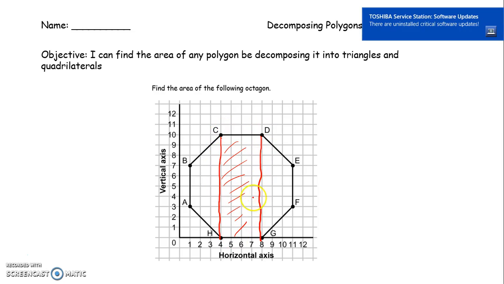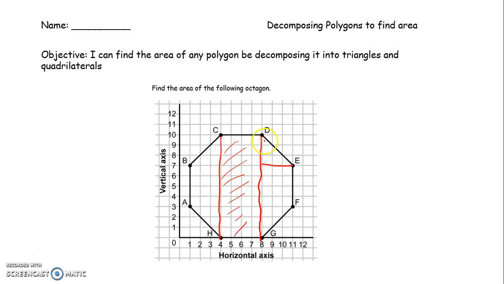I take base times height. Then I can say, oh, right here I have a beautiful triangle. I can take base times height times 1/2 for that triangle. Hey, I've got another triangle right here. Hey, I've got another rectangle here. Oh, look, there's a triangle. There's a triangle. There's a rectangle. So I would actually break this into 1, 2, 3, 4, 5, 6, 7 figures, and then add up all those areas, and I would know the area of the total octagon. So that's kind of where we're going to go with this tonight.